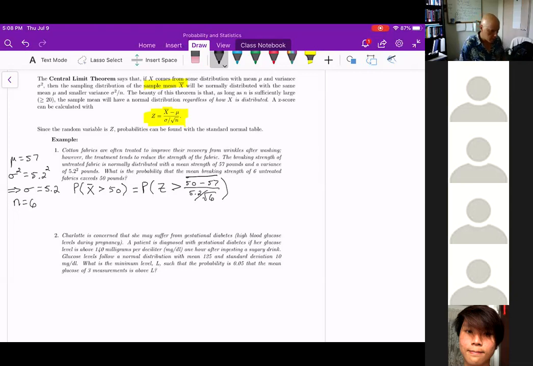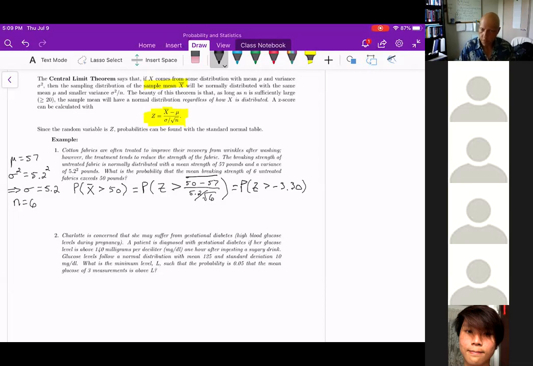So now I need to calculate this. Again, 2 decimal places is pretty standard. And I get that this is the probability that z is greater than negative 3.30 when I round to 2 decimal places, because I've got negative 3.297 and change. And so rounding to 2 decimal places, because again, that's what your standard normal table uses, this is the probability we want to know.